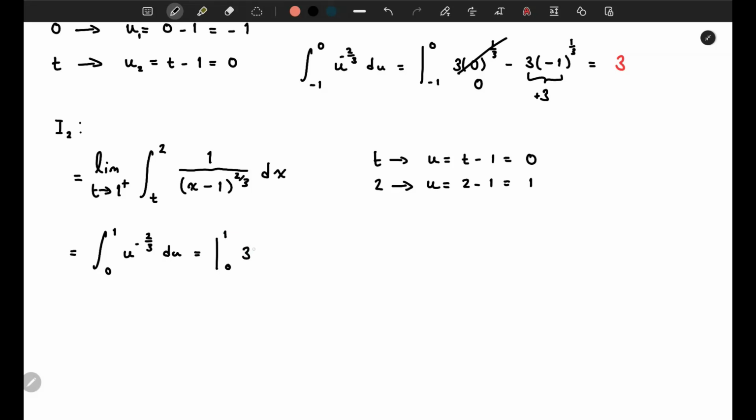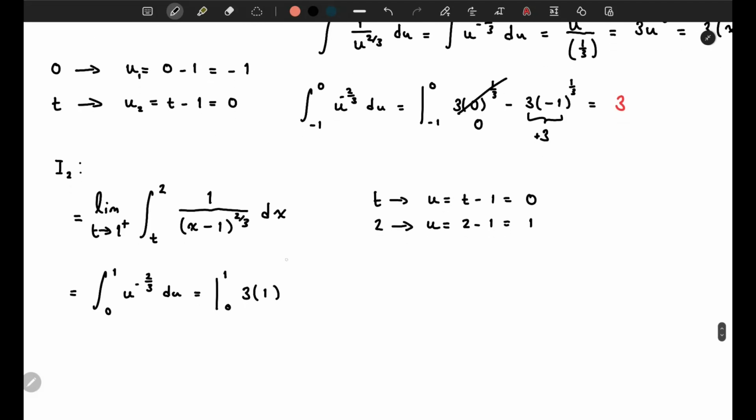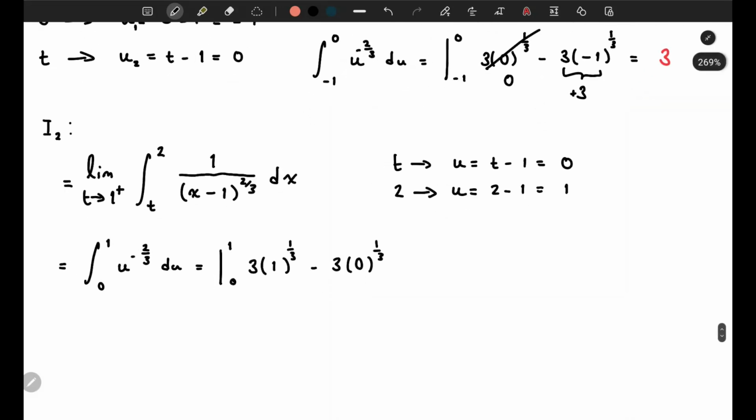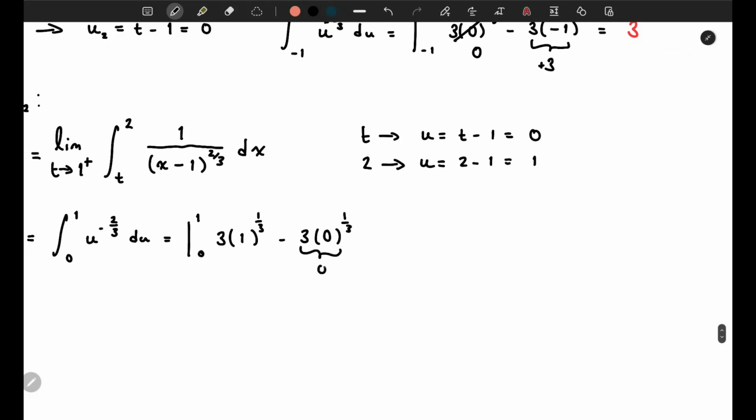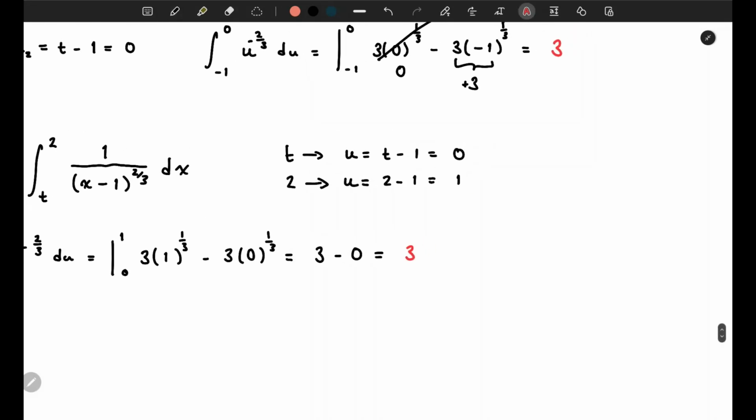And so now if we just integrate that, it would be 3, okay, so 3 times 1, right? Because this is what we're plugging into, 3 times 1 to the power of 1/3 minus 3 times 0 to the power of 1/3. We already know this is 0, and this is just 3. So this would leave us with 3 minus 0, and that would leave us with 3. And there we have I2 now.